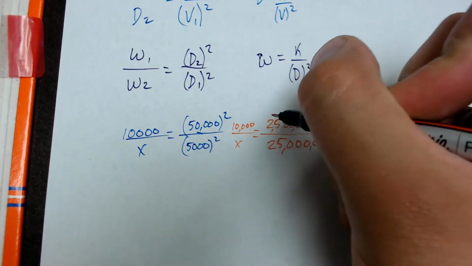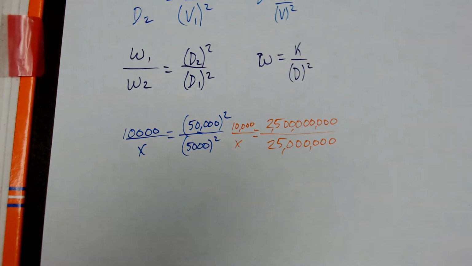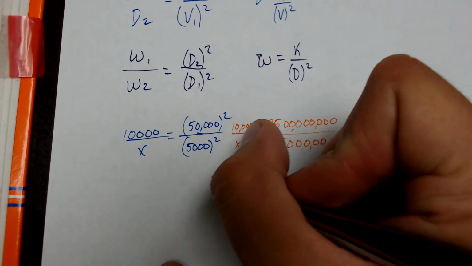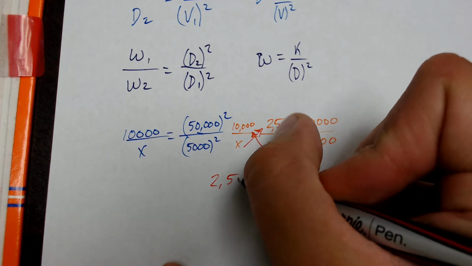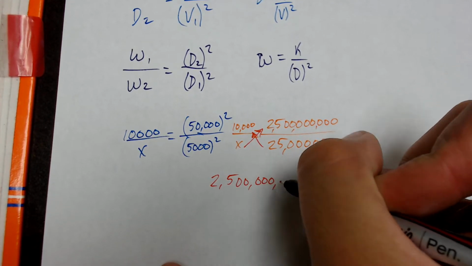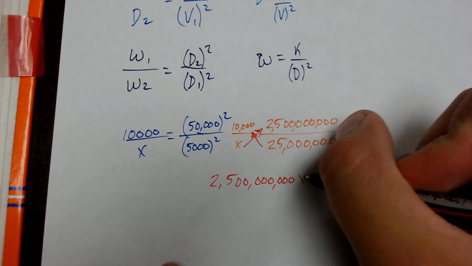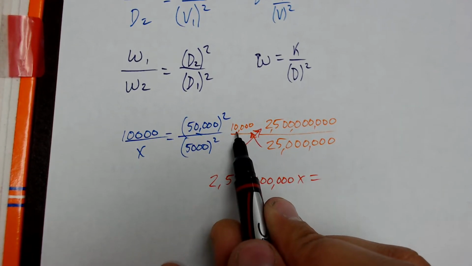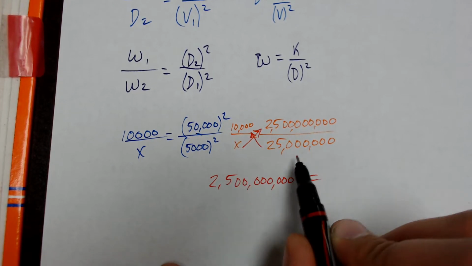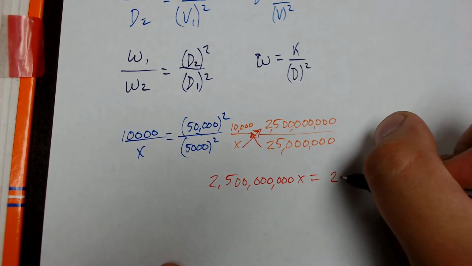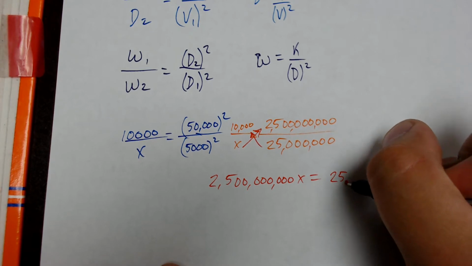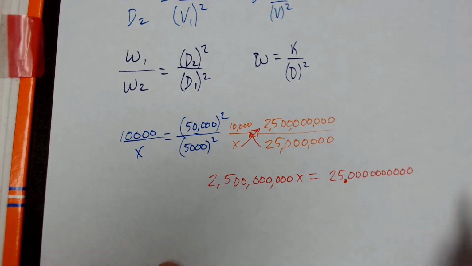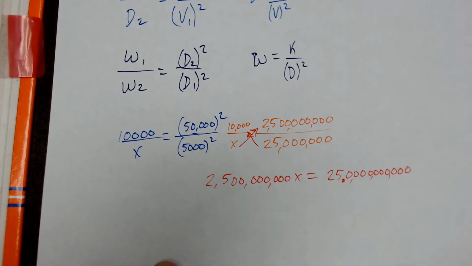10,000 divided by x. I cross multiply, and I get this huge number with 8 zeros times x is equal to, I can just add these zeros. 10,000 times that, 4 zeros plus 6 zeros, so 2, 5, plus 10 zeros. And there's the commas.